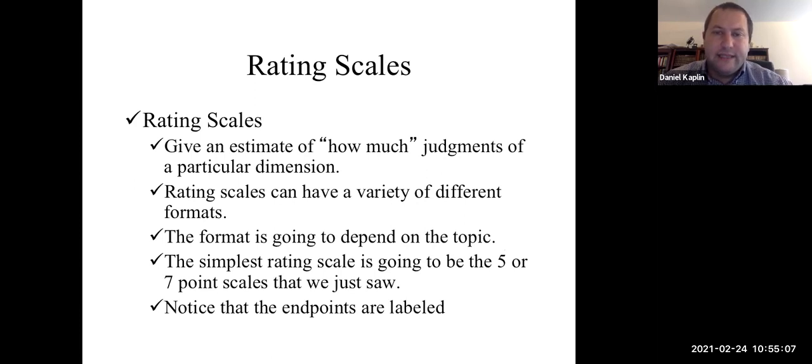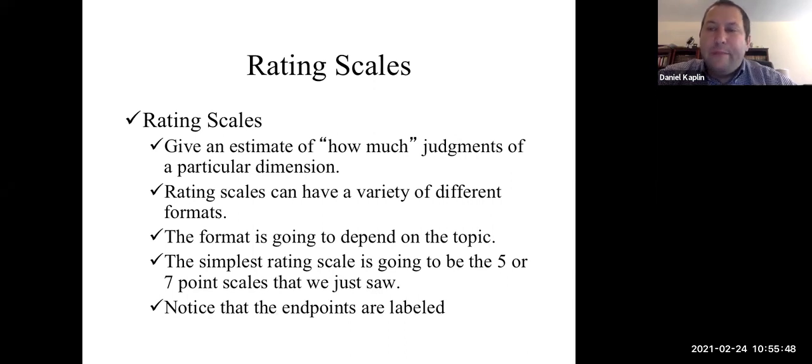Now, rating scales, again, they typically are how much judgments, right, of a given factor. The format depends on the topic. You'll notice that they're typically 5 or 7-point scales, as we just saw, right? So when you have an odd number, the middle point would be neutral, right? So if you had strongly agree to strongly disagree, the middle point would be neither agree nor disagree, right? In the previous rating scale, you'll notice that only the endpoints were labeled, right?